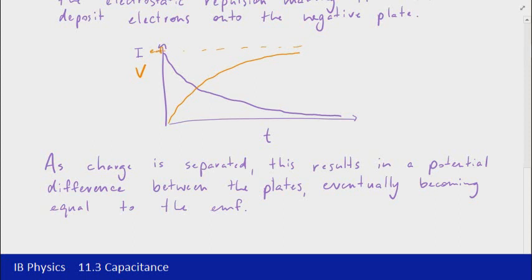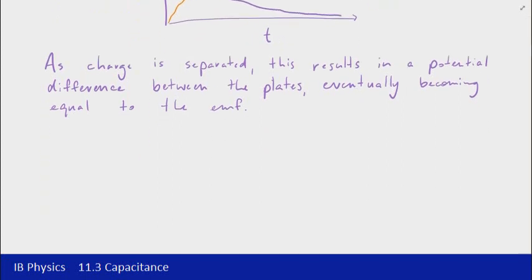So you can see there that as current decreases, the potential difference across the plates increases. Note that the two scales there for the purple and the orange don't actually interact, or they're not the same. So the fact that that orange line is close to the top of the current, that's just coincidental in this situation.